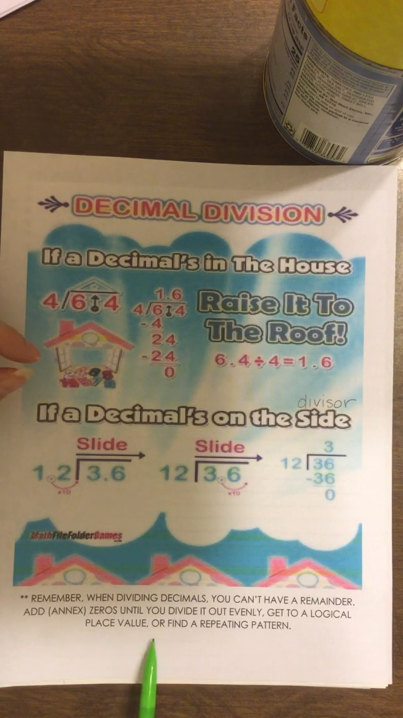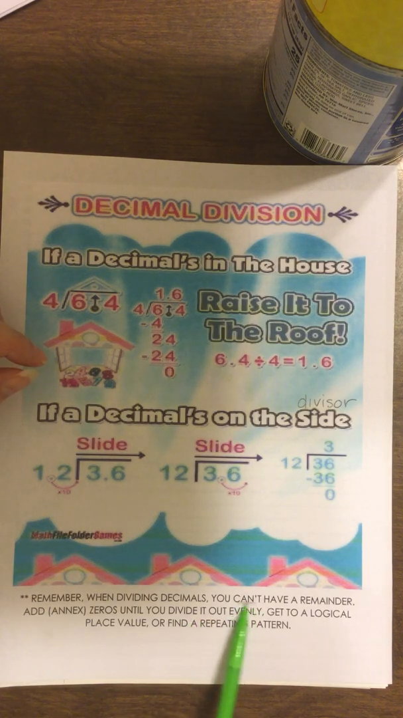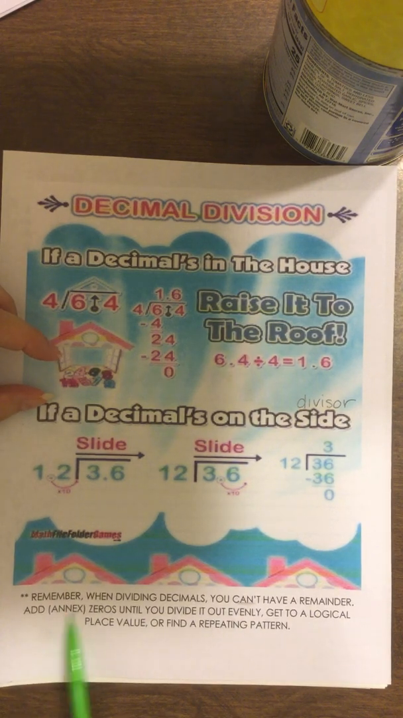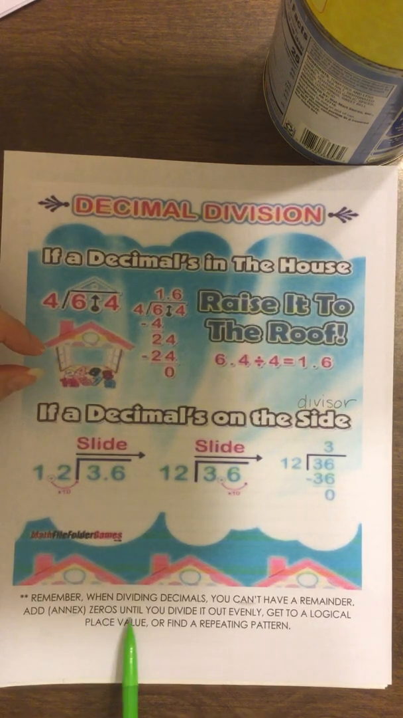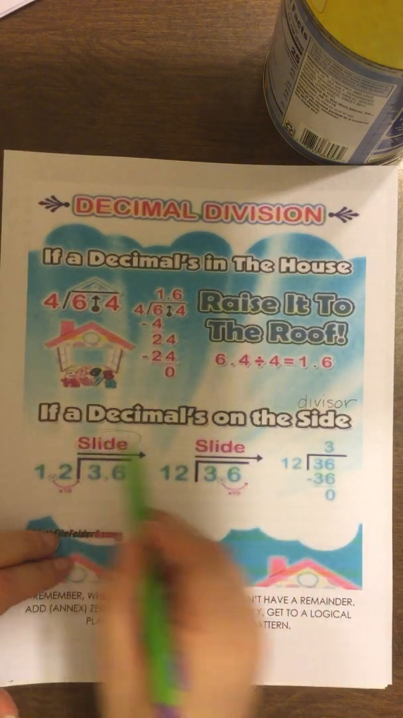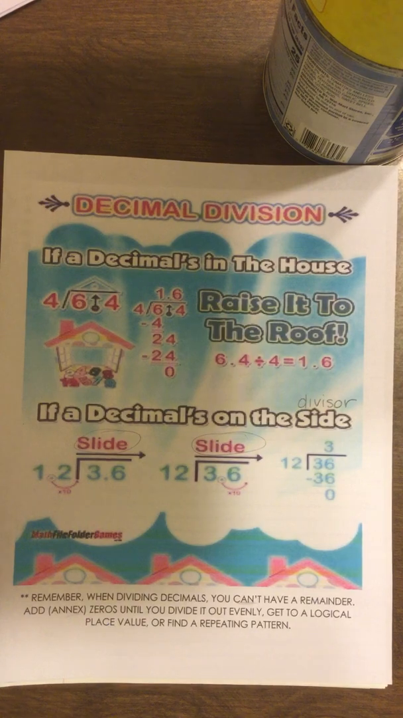And then at the bottom here, I just want to remind you, remember when dividing decimals, they don't like you to have a remainder. You need to add, or annex, there's that word I talked about, zeros until you divide it out evenly, get to a logical place value, meaning stop at the third place value, or find a repeating pattern, which we know what repeating decimals are. So we're going to talk about this idea of slide.